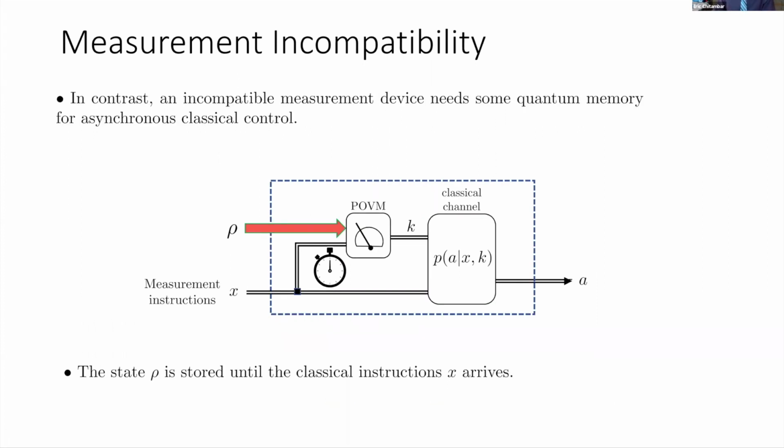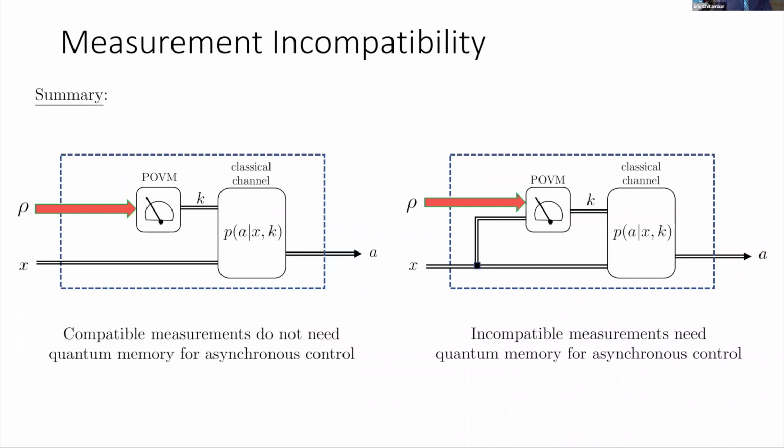And you could imagine that this doesn't need to be the case. In fact, incompatible measurements don't allow for such an implementation. If you have a family of incompatible measurements, the measurement instructions have to be fed into this internal measurement device. So if X is going to come after the arrival of rho, then you need to store rho before you actually make this measurement, this POVM here. Here's the comparison between compatible measurements on the left and incompatible measurements on the right. On the right, you need quantum memory because you have to feed the quantum state and the instructions in at the same time to the POVM, whereas on the left, you don't need quantum memory.